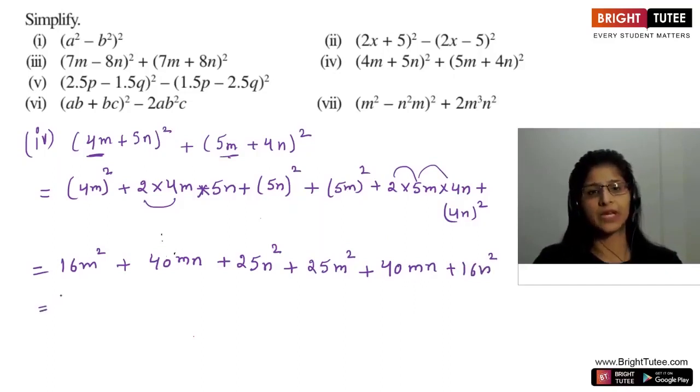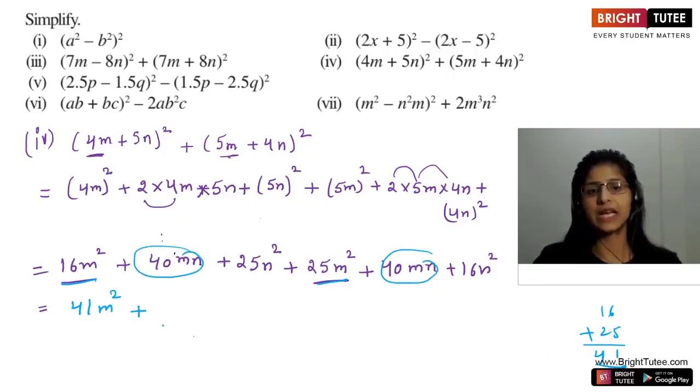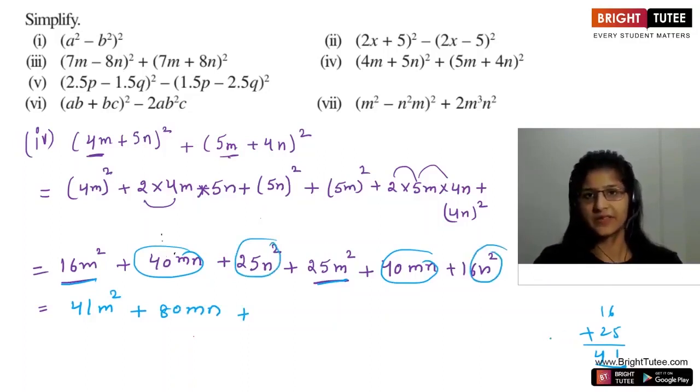Now let us combine the same terms. 16m square plus 25m square. Okay, so we are going to combine the same terms. 16 and 25, add them. 5 and 6, 11. 2 and 1, 3 and 1, 4. We get 41. So 41m square plus 40mn plus 40mn will give us 80mn. And then 25n square plus 16n square. So 25 and 16 we've already added, that is 41n square. This is going to be the answer of the fourth part.